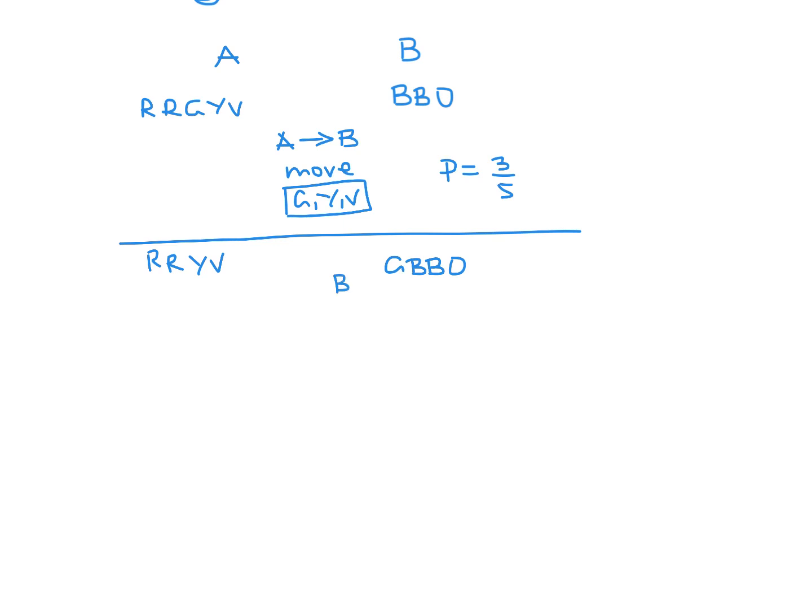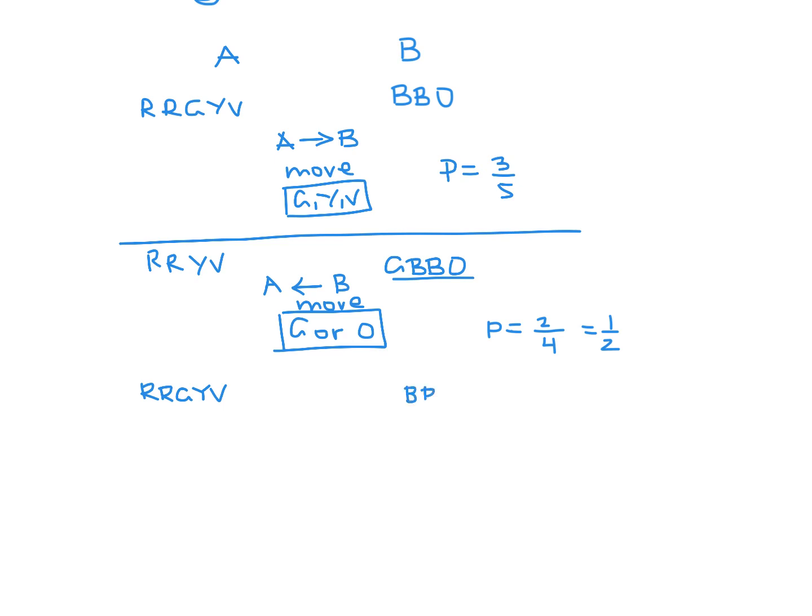Okay, now it's Becca's turn. And she is going to move a G or an O. O was orange, I believe. Okay. Probability of choosing a G or an O from these four is 2 out of 4, which is a half. And let's just say she chose to move the G. So this becomes R, R, G, Y, V, and this knocks down to just BBO.